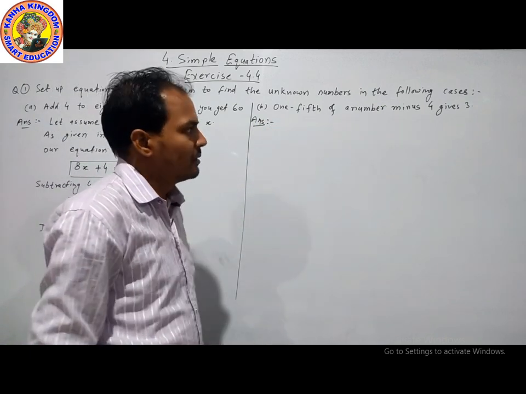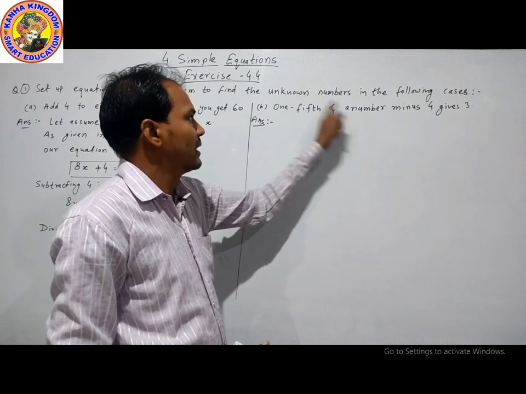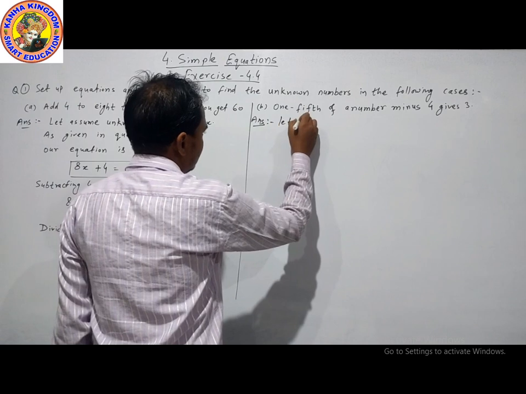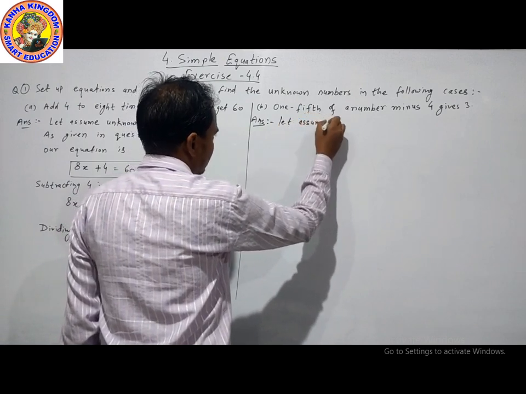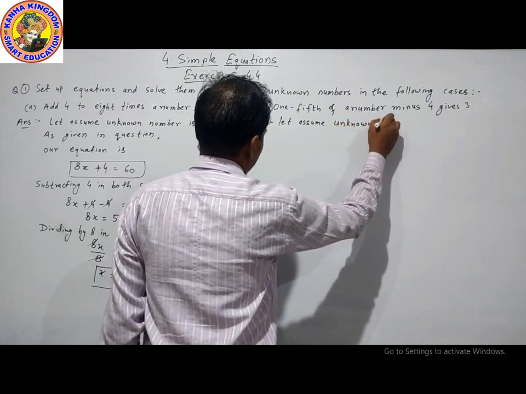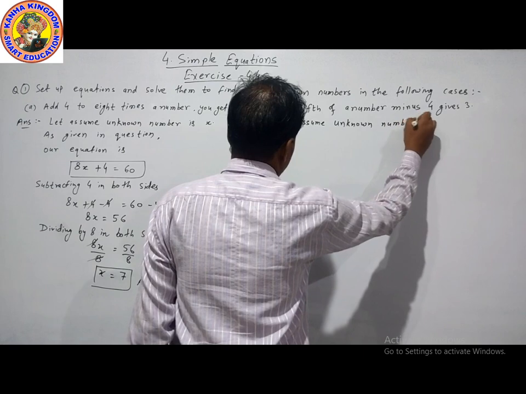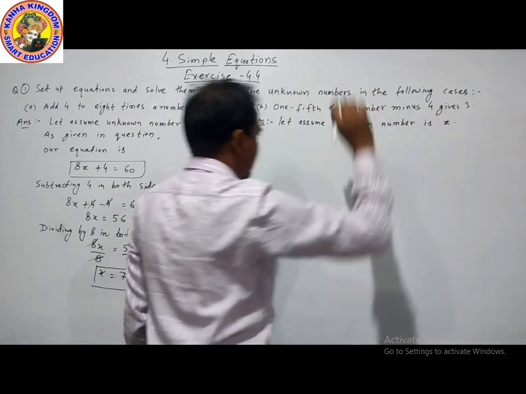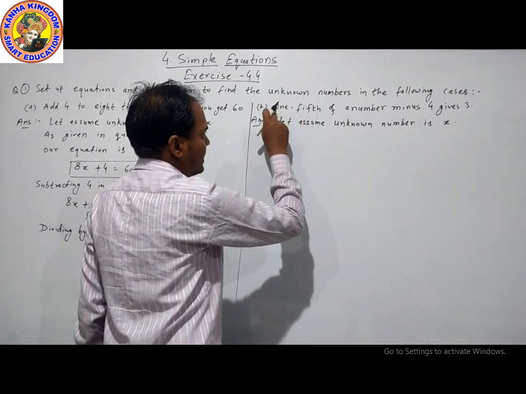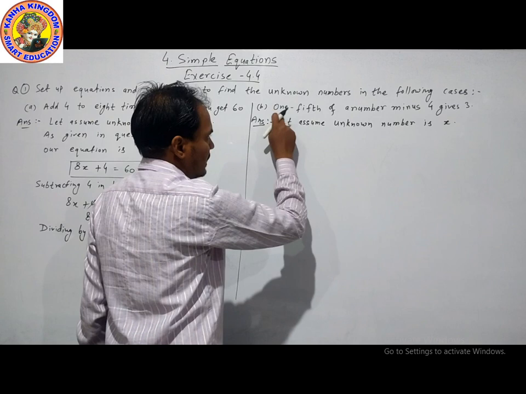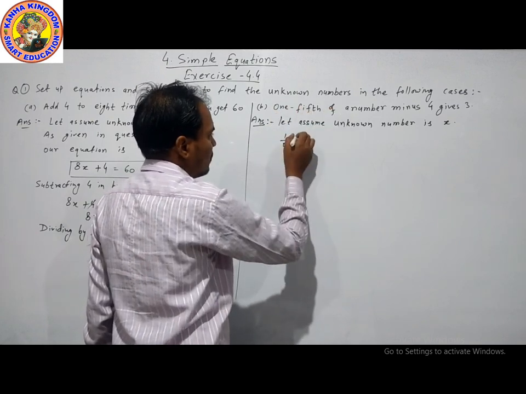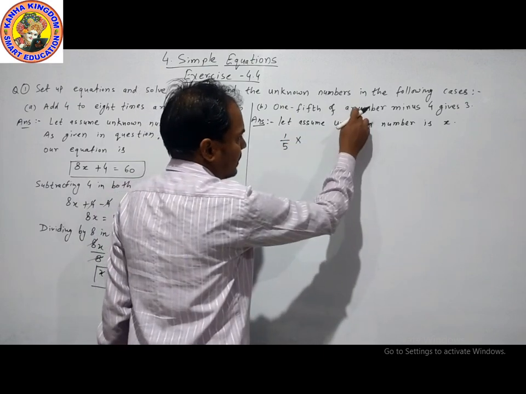1/5 of a number, an unknown number. Let the unknown number be x. The unknown number is x. Now 1/5 means 1 upon 5. Of means multiply. A number is x.